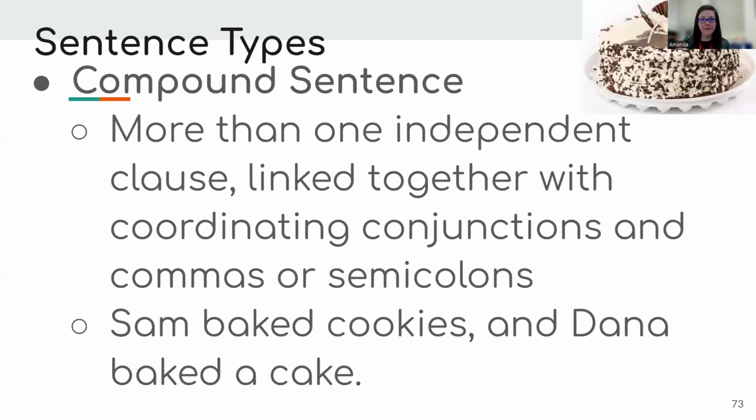You can have a compound sentence with more than one independent clause linked together two ways. Number one, conjunction and comma, or number two, a semicolon. Remember what our semicolon looks like. That's just the dot, the period over a comma. Hard to see with my blur. So you can do either one. You can do a comma and conjunction, or a semicolon. Sam baked cookies and Dana baked a cake. That is a compound sentence.